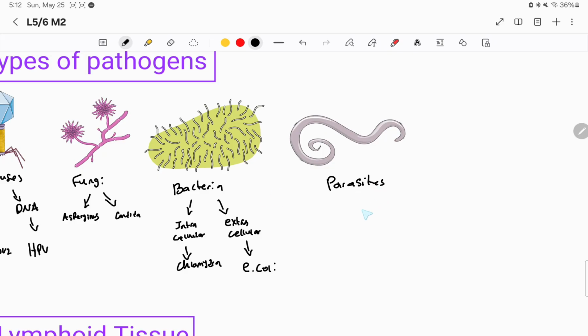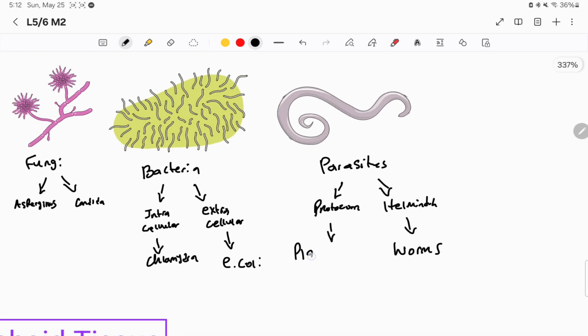And the last one is parasites. With parasites, you can have two types here. You can have protozoan parasites, or you can have helminth parasites. Helminths are like worms. So this image here is a helminth. Protozoan you can think of as Plasmodium, which is what causes malaria.